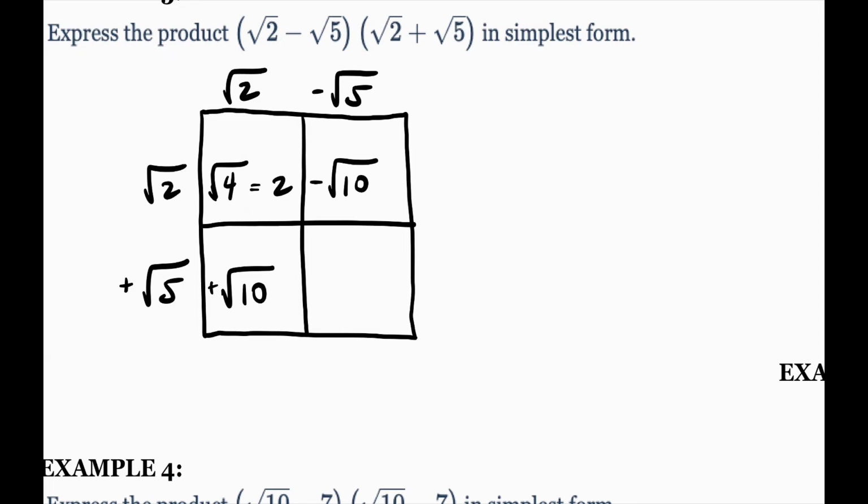And then the last one, you have a negative square root of 5 and a positive square root of 5. So it's going to be a negative. And you multiply the radicands and you get 25. Well, again, that one we know, right? What's the square root of 25? 5. So it's actually minus 5, negative 5.